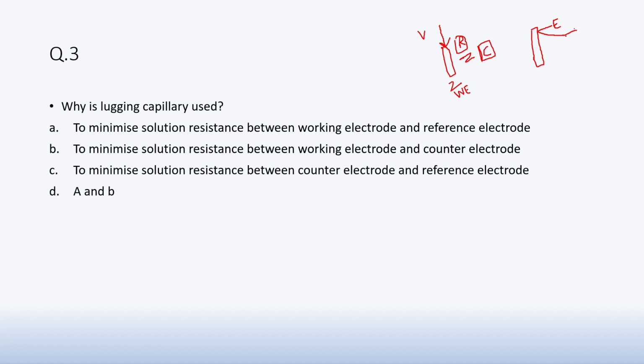This drop is happening at the electrode-electrolyte interface, and this potential is measured with respect to the reference electrode. So the potential is measured between the working electrode and the reference, and the resistance or potential drop is also occurring in the solution. So please tell me now, where should the solution resistance be minimized? Option A, ma'am. Yes, it should be minimized between the working electrode and reference electrode. Is anyone having any doubt in this?